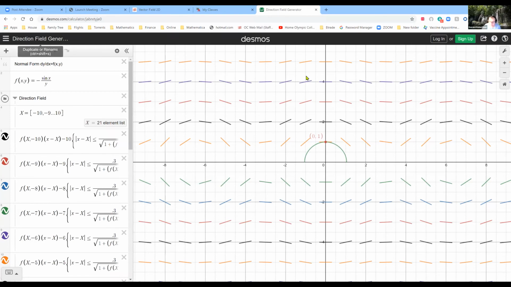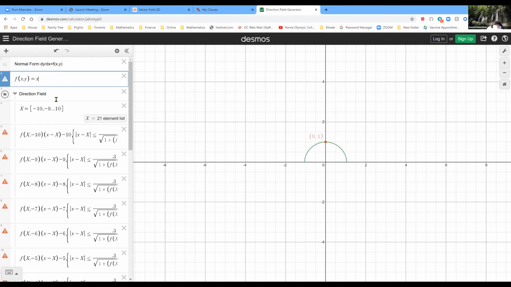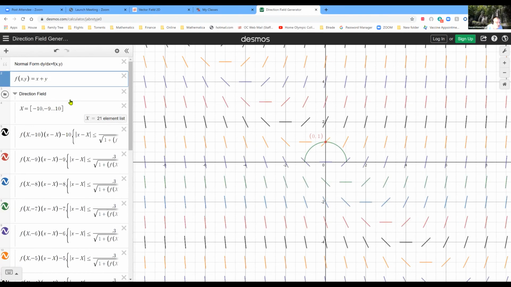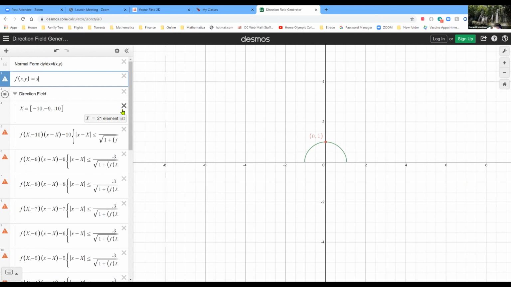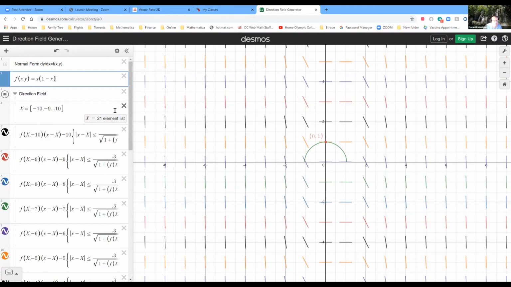In this screen here, this is a direction field generator by Desmos. So you go up here, you type in, say, x add y, and there's your direction field. I don't need that little arc, but that's just for the benefit. Suppose you wanted x times (1 minus x). That's the direction field for that.